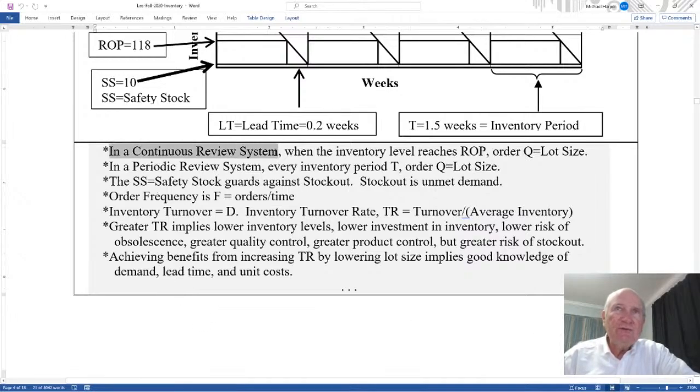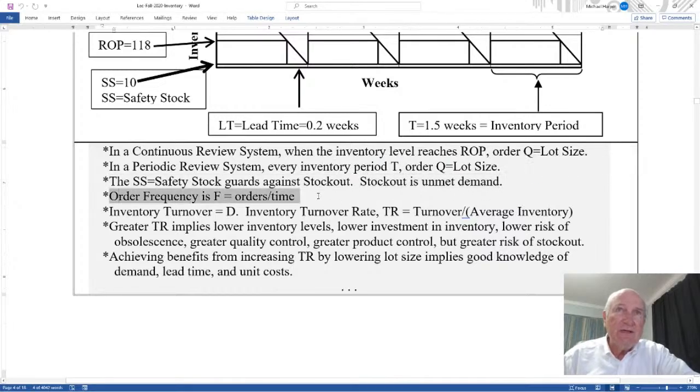In a continuous review system, when the inventory level reaches ROP, order Q. In a periodic review system, every inventory period T, order Q. The safety stock guards against stock out, and stock out is an unmet demand.